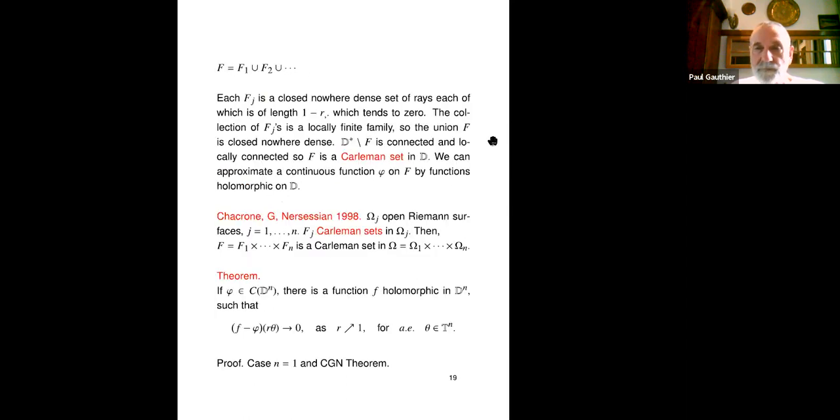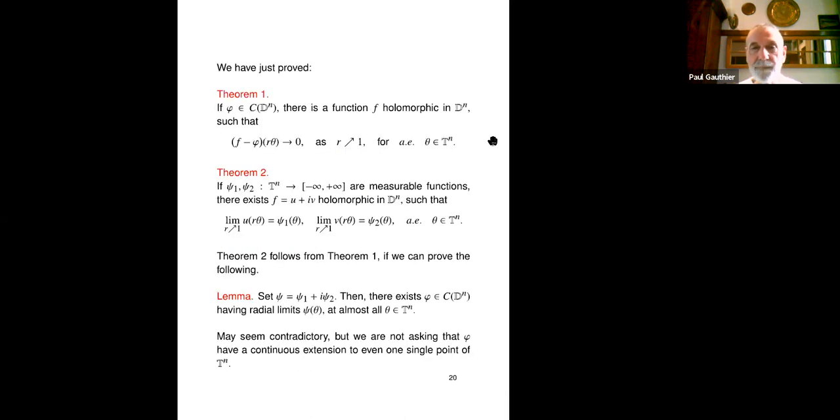I repeat this theorem of approximation on products, and I repeat the particular case for the unit disk. So for the polydisk, the proof is that we showed how to do it for n equals 1, and then we used the theorem on products, the CGN theorem, to get it for the polydisk. Okay, I repeat the theorem that we just proved here.